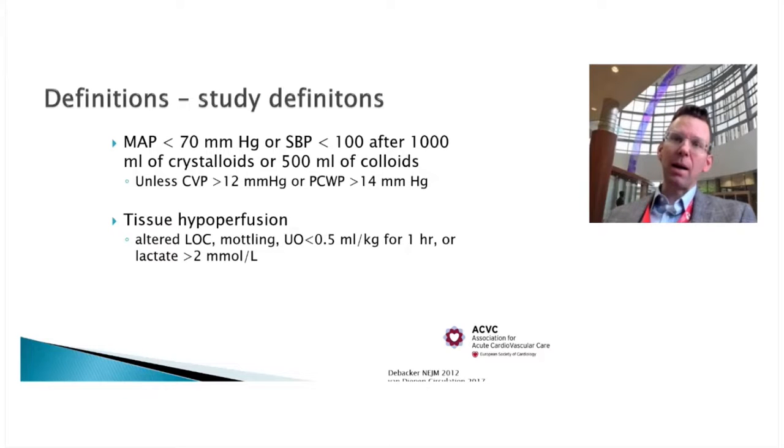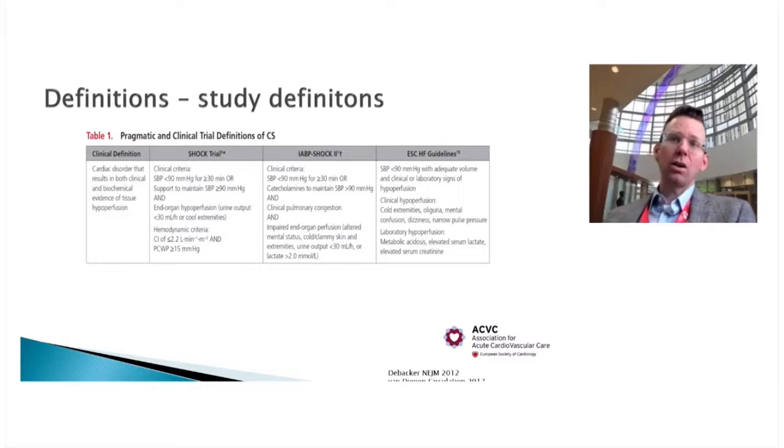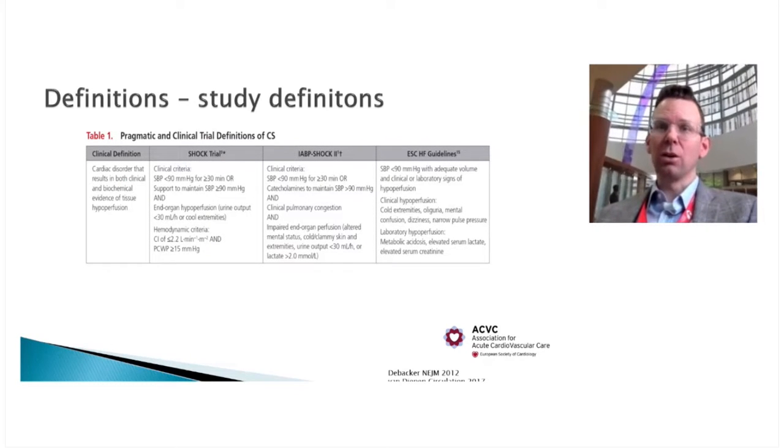You know, the MAP has to be this and the SBP this after fluid, unless the CVP, don't remember this stuff, guys, or the wedge is at a certain level with evidence of tissue hypoperfusion. And not to pick on the sepsis researchers, here are the cardiovascular researchers. Look at these definitions within the major trials.